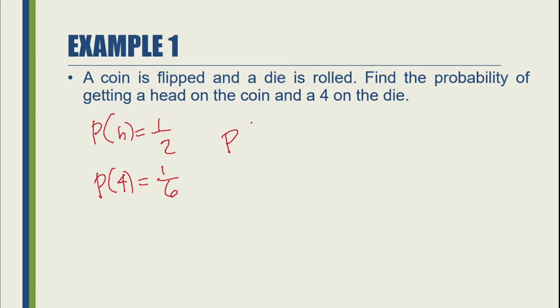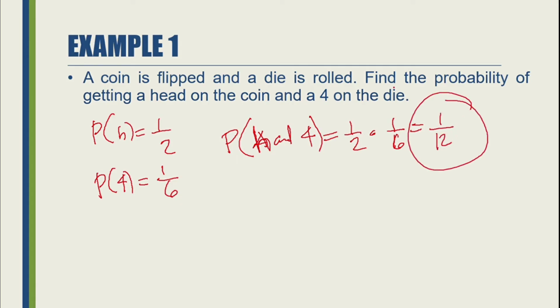So the probability of head and 4 is equal to 1 half times 1 over 6. That is 1 over 12. So this is the probability, when you flip a coin and a die is rolled, of getting a head on a coin and a 4 on a die.